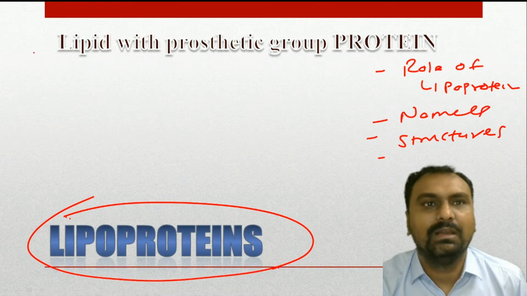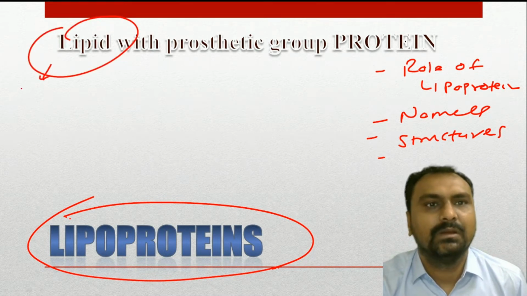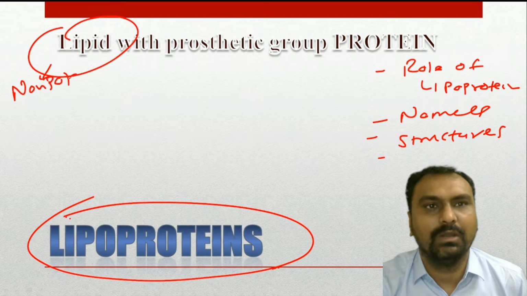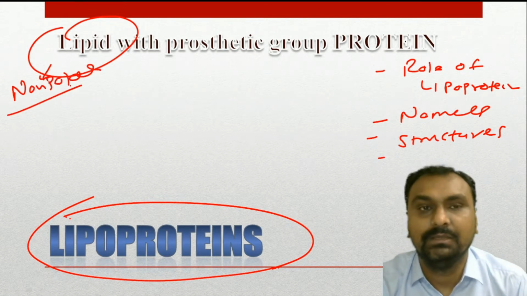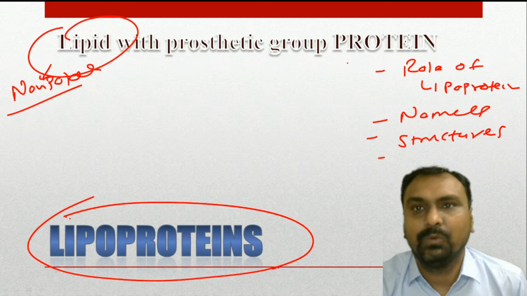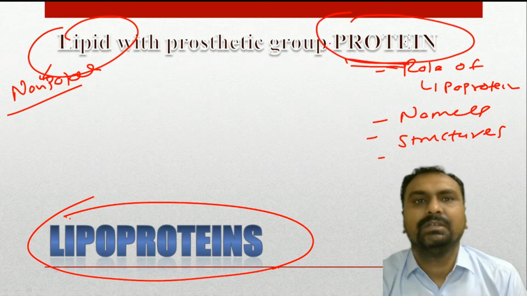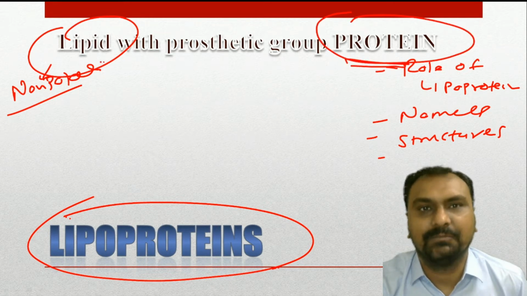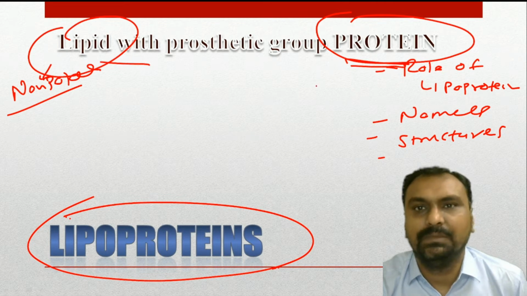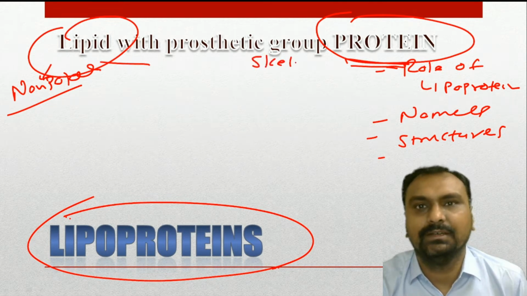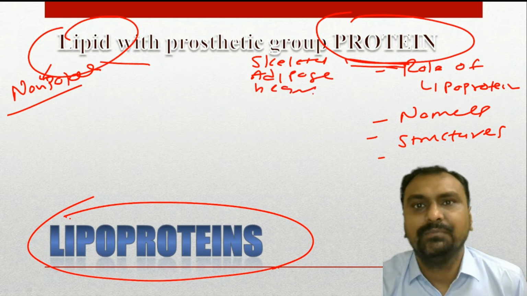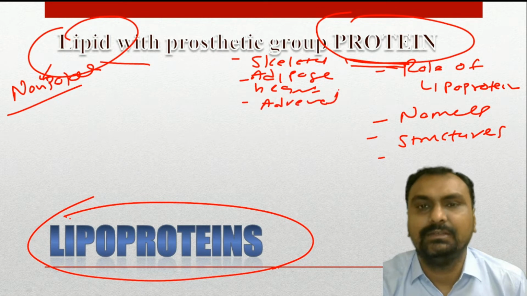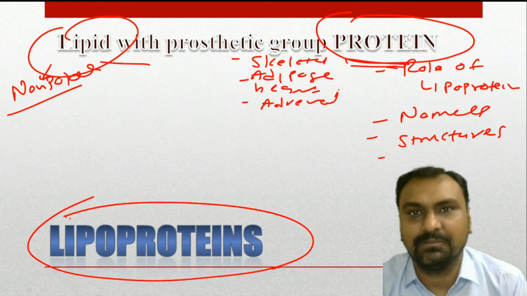So as we know, lipid is a non-polar molecule, so it is hydrophobic. So it requires protein, which is hydrophilic, so that lipid can be transported to different tissues like skeletal muscles, adipose tissue, heart, and other peripheral organs like adrenal glands, testes, ovary.